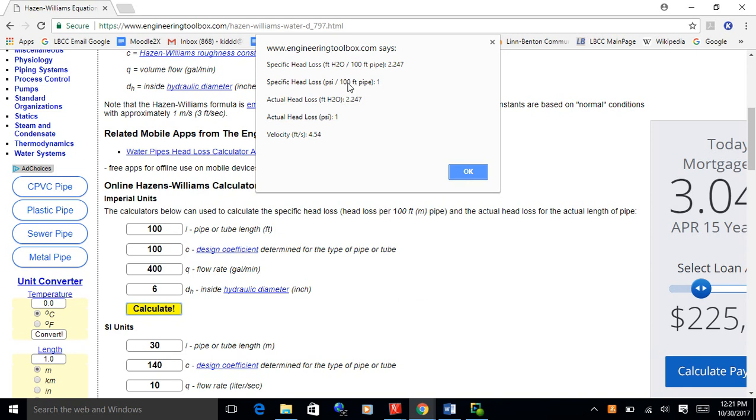That's for H2O. These charts are for water. I've never really looked at head loss in other fluids. I guess they would be different depending on their viscosity and all that. So this is just for water under average conditions. Okay, it also has the velocity at 4.54. Is that looking about right? Yep. Okay. So there you go.